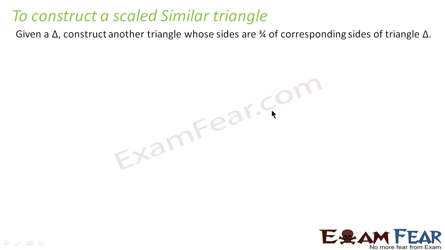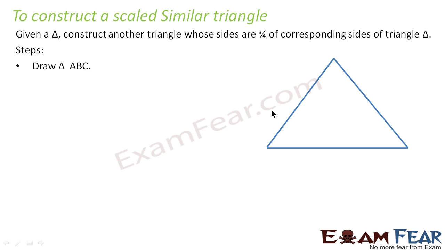Let's take a construction example where we have to draw similar triangles. The question says, given a triangle, construct another triangle whose sides are 3 by 4 of the corresponding sides of the triangle. So the first step is to draw the triangle ABC. So we have this triangle A, B and C. That is the first step.